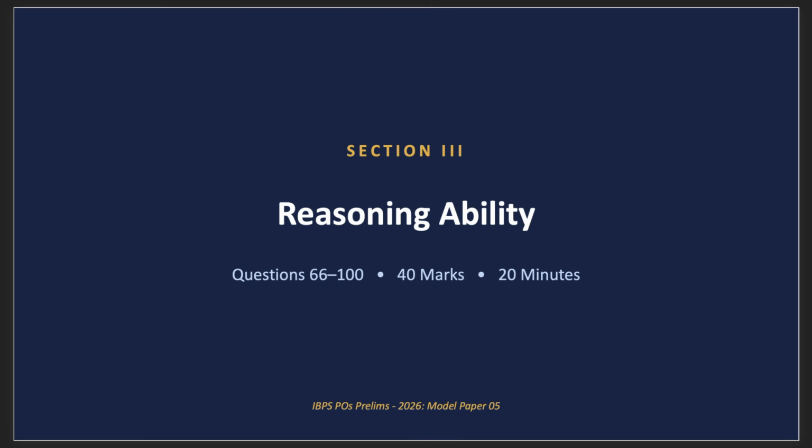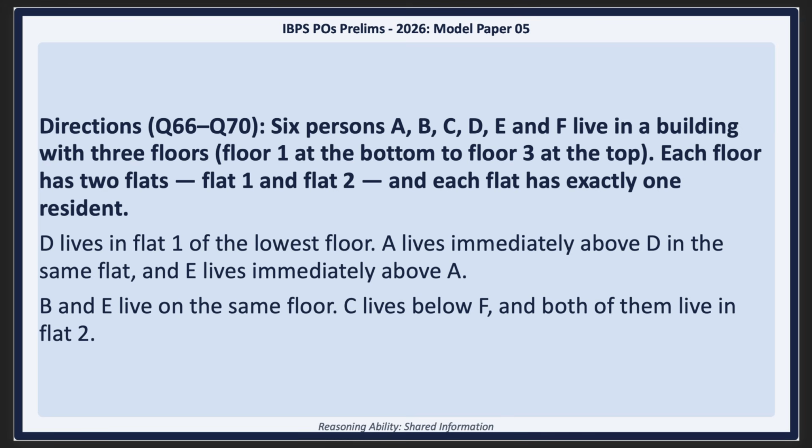This is a classic floor and flat puzzle covering questions 66 through 70. Okay, here is the setup they give us. We have a building with 3 floors. Floor 1 is at the bottom, floor 3 is at the top. Simple enough. Each floor has 2 flats, flat 1 and flat 2. There are 6 residents, A, B, C, D, E, and F. The rules state, okay, here we go.